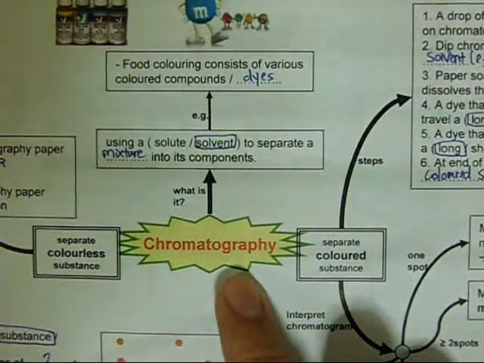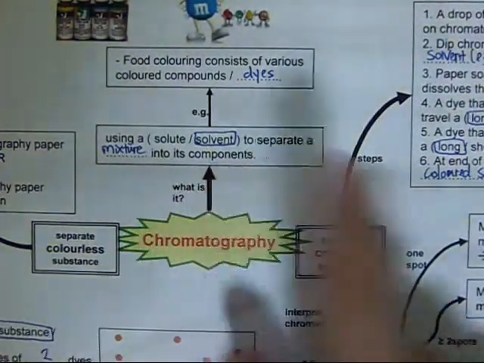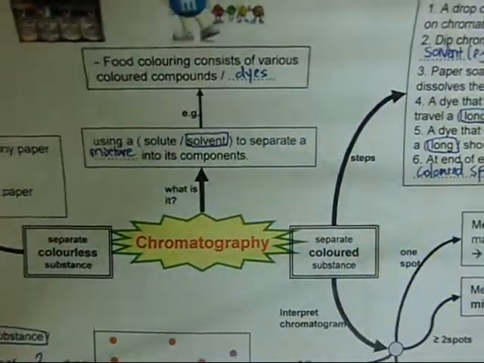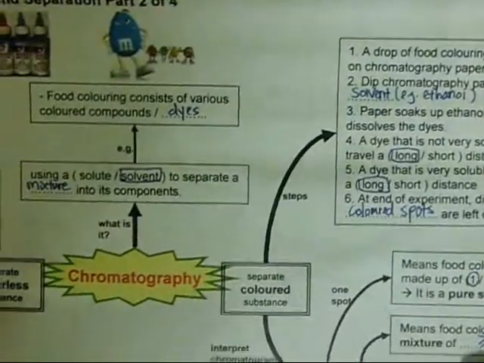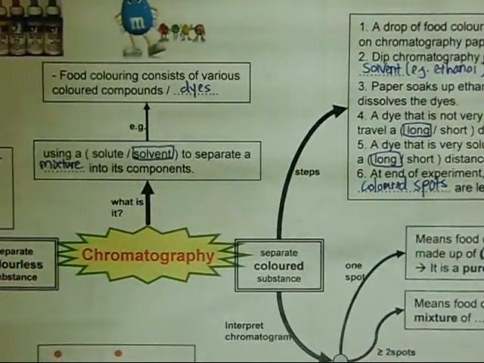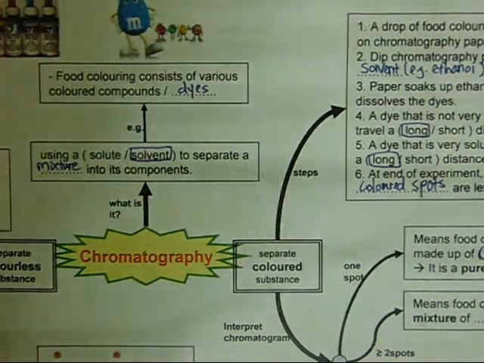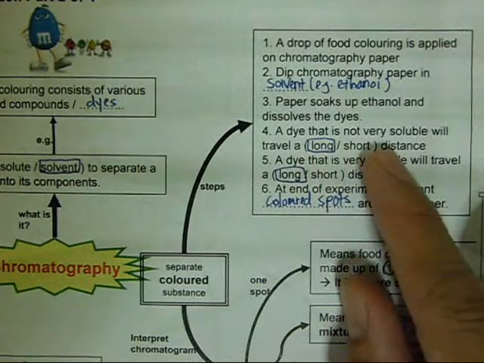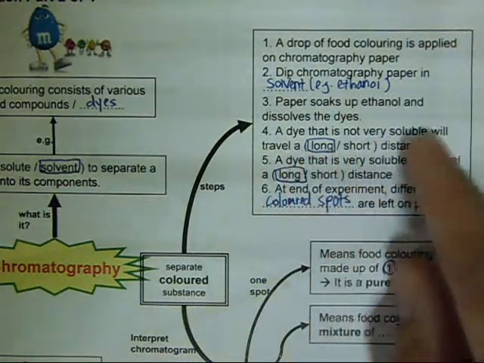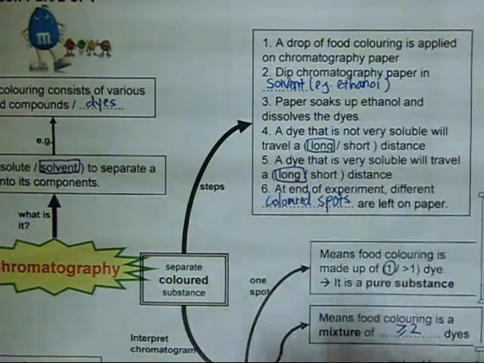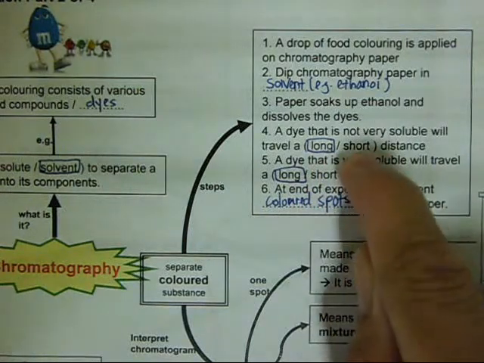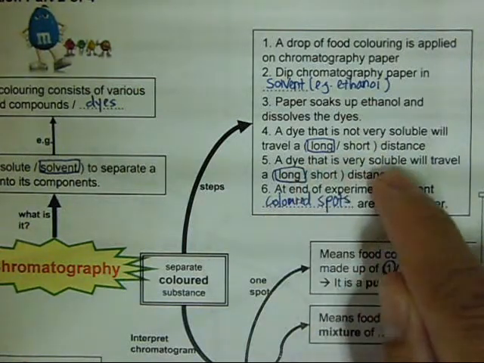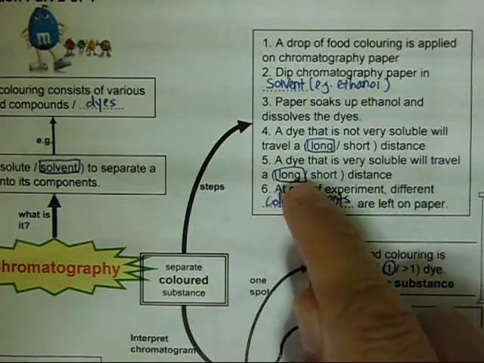Okay, then for chromatography, you need to know that chromatography uses the principle of solubility to separate the substances in a mixture. For example, a dye which is not very soluble would travel a short distance. And a dye which is very soluble would travel a long distance.